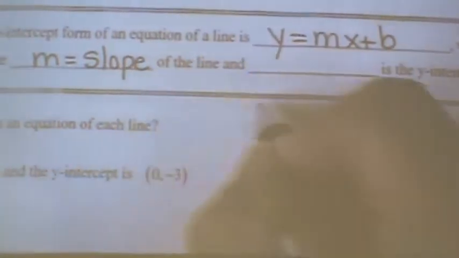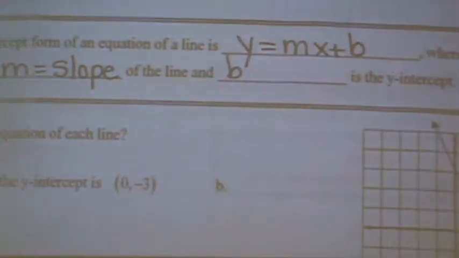y equals mx plus b. What do you notice about this? The m is the slope and the b value is the y-intercept. So here's two examples.